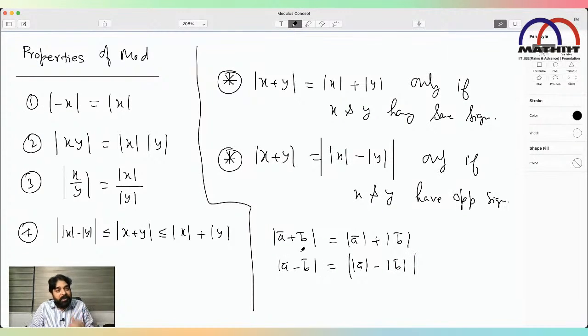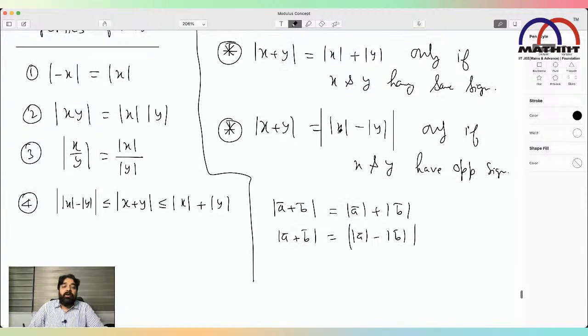Same thing for complex number also. Mod of Z1 plus Z2 will be equal to mod Z1 plus mod Z2 if Z1, Z2 are in the same direction. And this will be for opposite directions. Sorry, this is the plus. I'm sorry. Opposite direction.